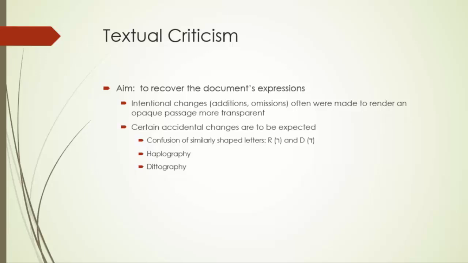Let's first consider textual criticism. Our objective here is to look at the written document itself and recover its earliest expressions. Two sorts of alterations can be observed in a text that has existed over time. Sometimes a copyist will introduce changes intentionally, changes that would add material or subtract material. When doing so, the goal was to render something that was a little harder to understand more easily comprehensible.